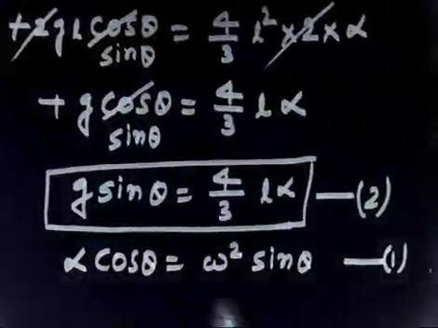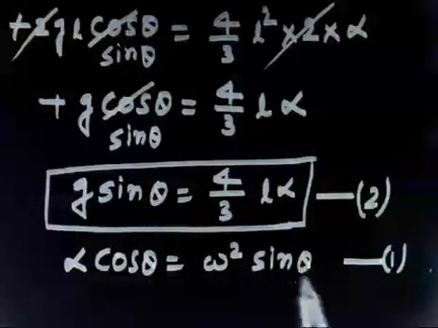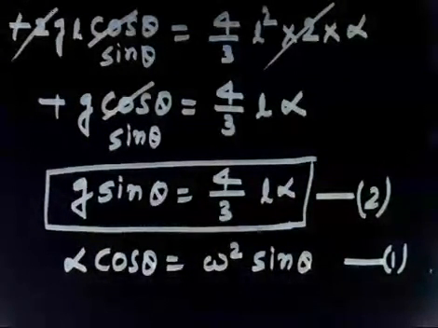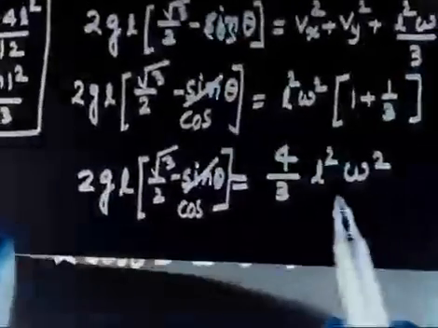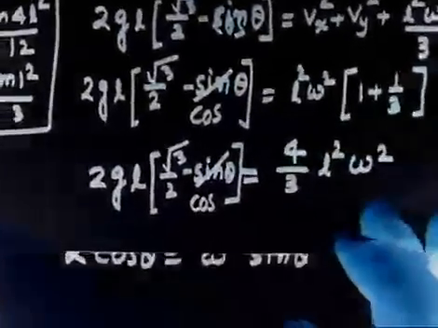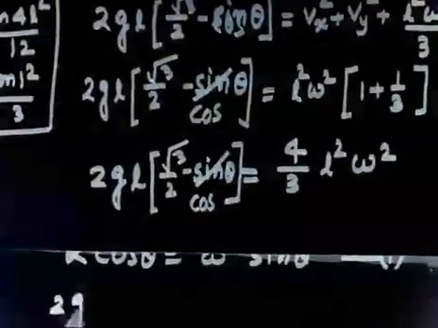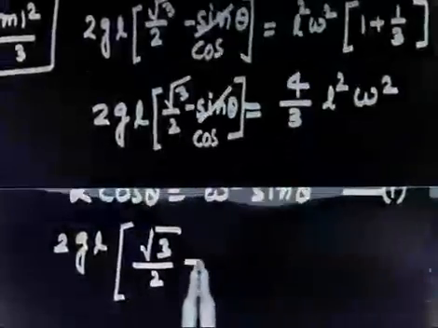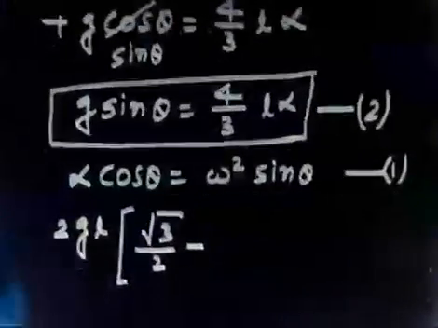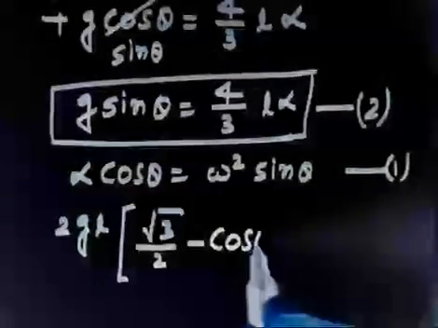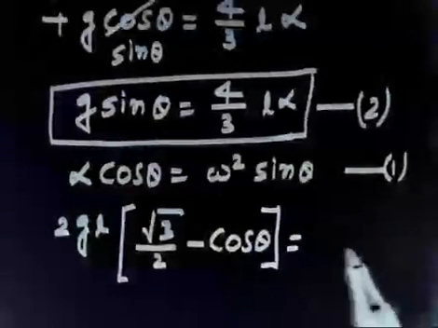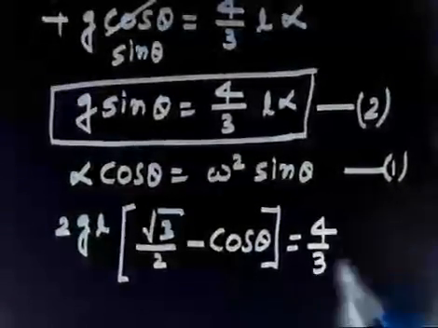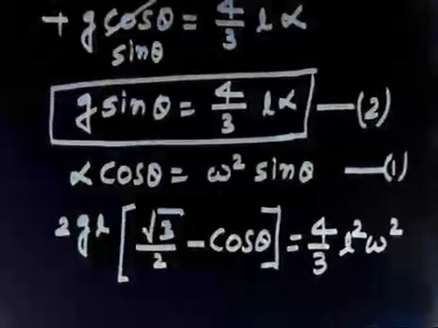So what are the unknowns we have? Omega square, alpha and theta, 3 unknowns. I need one more equation. So one more equation I have from here. In this equation, I know omega square in terms of theta. I can write root 3 by 2 minus cos theta equals 4 by 3 L square omega square.